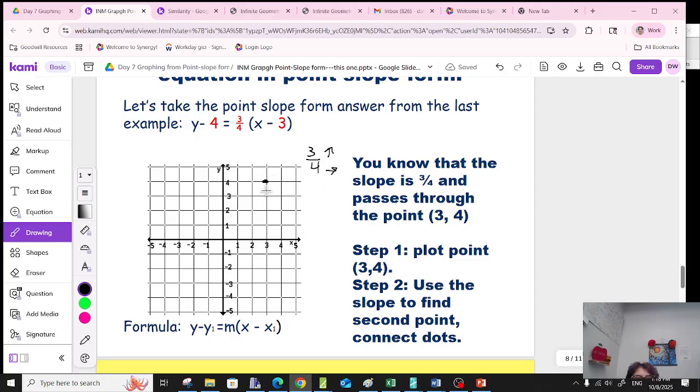But oh no, this is a short graph. What do I do if I run over? I'm going to go the direct opposite. So I'm going to go down and then over this way. So now I'm going to go 1, 2, 3. 1, 2, 3, 4. I think I could do it again too. 2, 3. 1, 2, 3, 4.